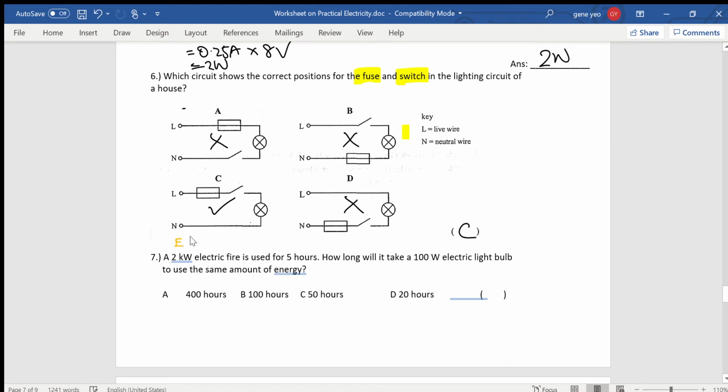So energy is power times time. So it's 2000 watts for 5 hours. And I have to convert this to seconds. And this will give me an equivalent of 2000 times 5 times 60 times 60, which is 36 megajoules.